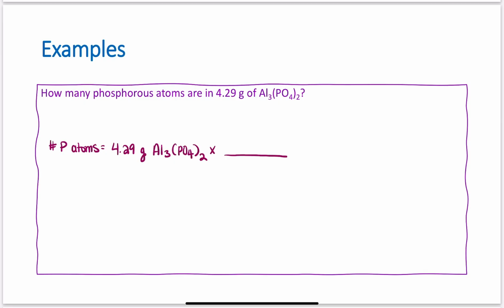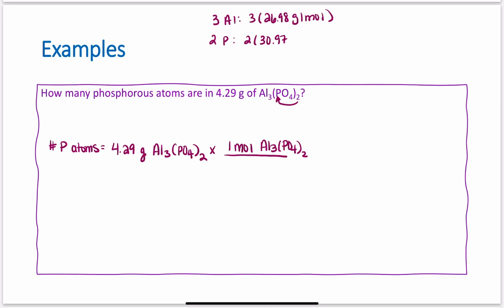First thing I need to do is convert to moles. But again, I'm not going to just moles of phosphorus here, because this is the grams of aluminum phosphate. So I need to convert to moles of aluminum phosphate. But I need to add up what that is first. So 3 aluminum, 3 times 26.98 grams per mole. Again, remember the 2 distributes through. So 2 phosphorus. Phosphorus is 30.97 grams per mole.